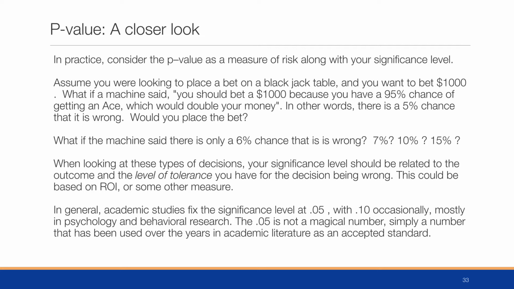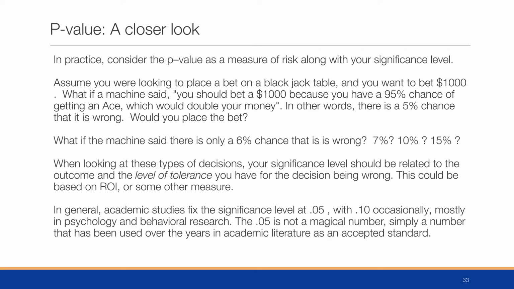When looking at these types of decisions, your significance level should be related to the outcome and the level of tolerance you have for the decision being wrong. This could be based on ROI or some other measures or anything else that the person who's the recipient of the analysis intends to do with the information.